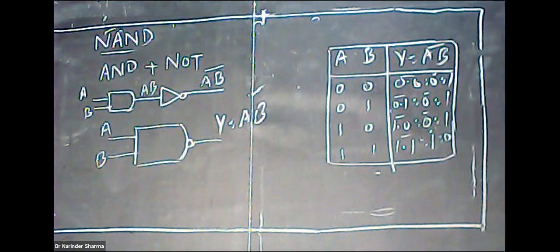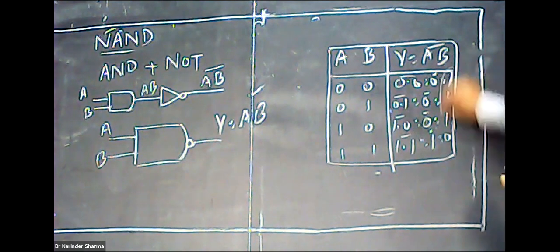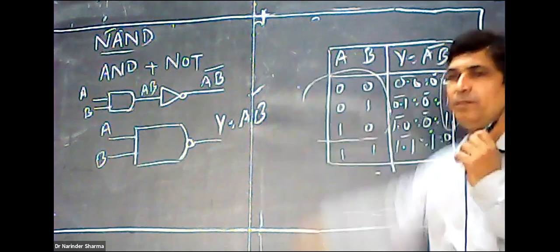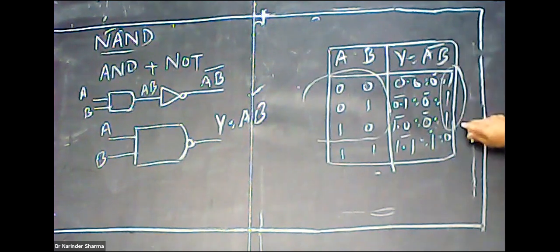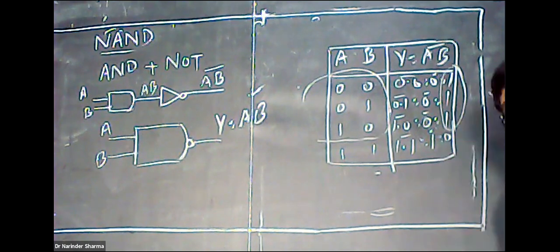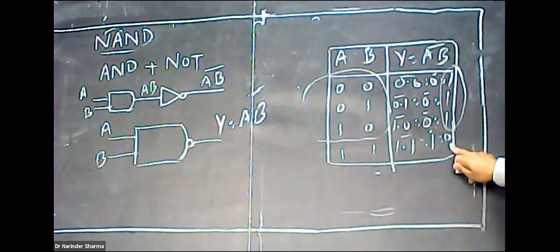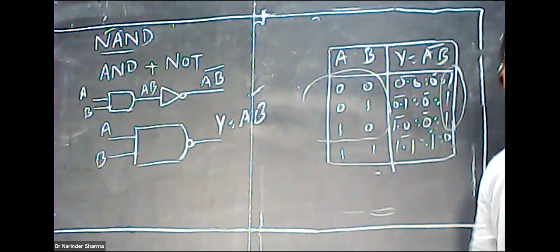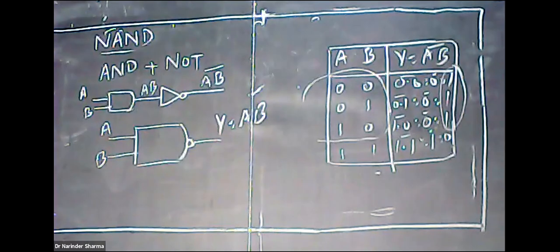So you will get its output is high when any one of the inputs is 0. Or you can also define as output is low if both the inputs are high. So we can define the universal gates as the gates by using which we can derive any gate.